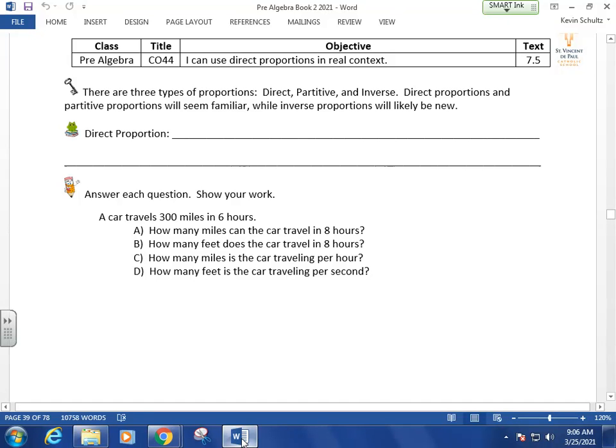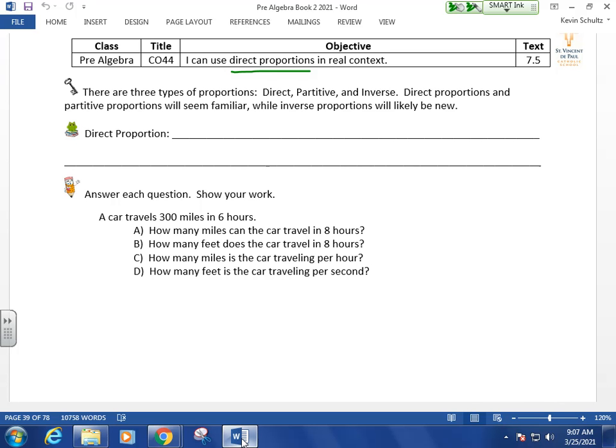Hello and good day, pre-algebra. We're covering CO44, which, as I was saying, is kind of a nice summary of everything that we've done so far. And the key term today is direct proportions.